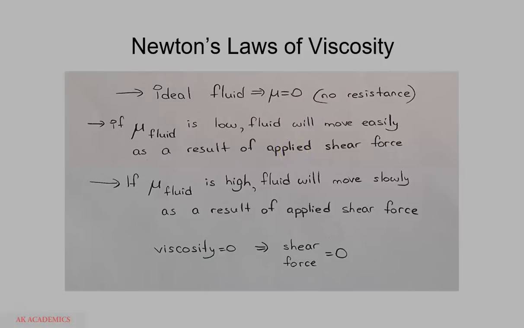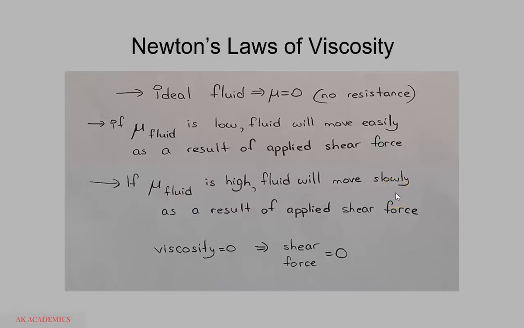Let's briefly have a quick recap. For an ideal fluid, the viscosity is equal to 0. That means there is no resistance to the flow of the fluid. So you can see mu is equal to 0. If the viscosity of the fluid is low, the fluid will move easily as a result of the applied shear force. If the viscosity of the fluid is high, the fluid will move slowly.